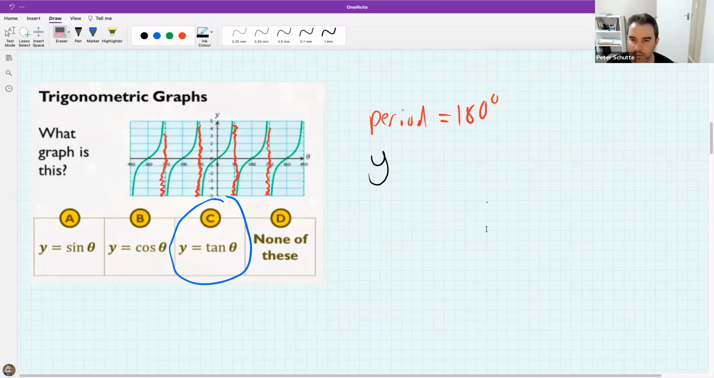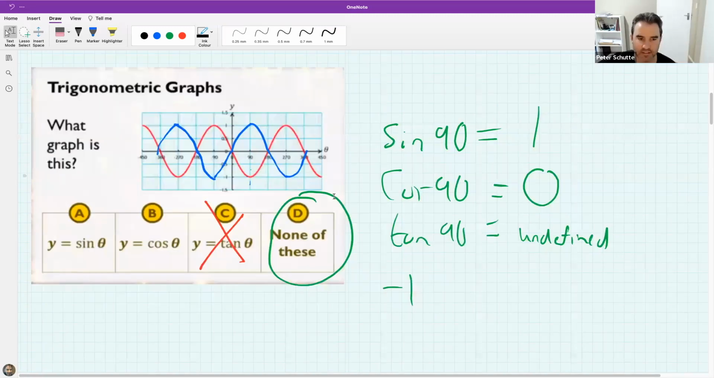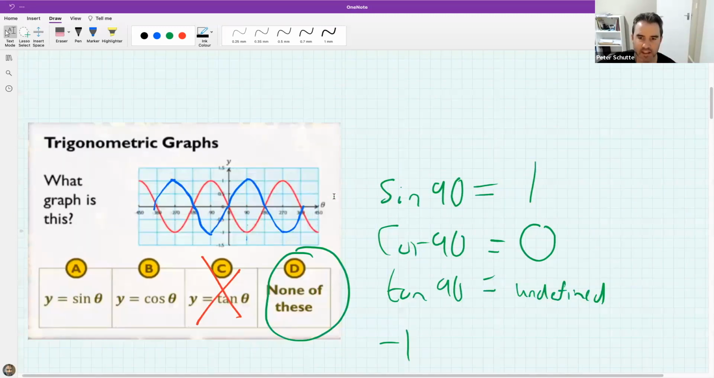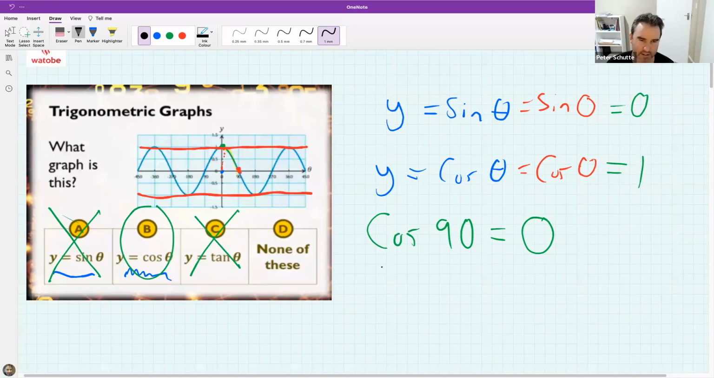Now, the other thing I want to point out is that the earlier graphs, the sine graph and the cos graph, if we look at them, the period of these graphs is not 180. Can anybody tell me what the period of this cos graph was?